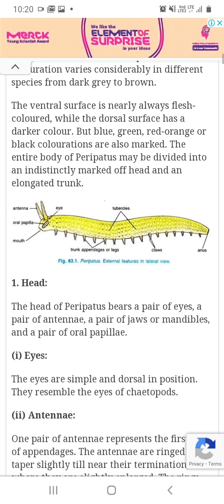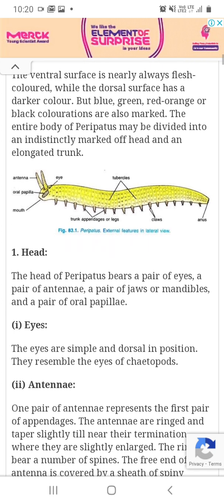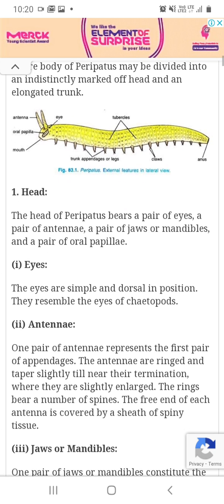The ventral surface of the body is nearly always flesh colored, that is reddish in color. The dorsal surface has a darker color. Blue, green, red, orange, or black coloration is found at the margins. The entire body of Peripatus can be divided into two distinct regions. First is the head, which is an indistinct region, and the second is the elongated trunk.